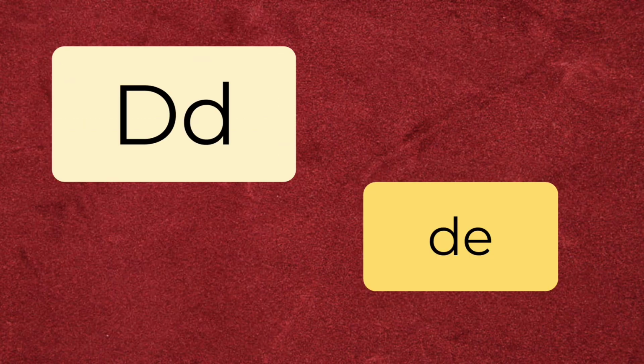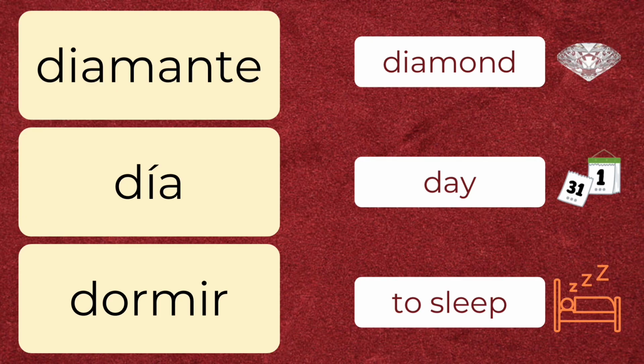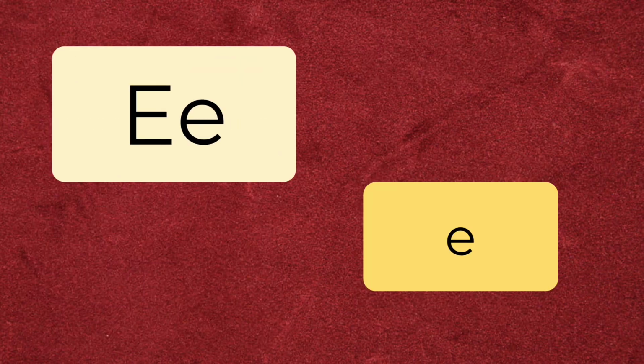Letter D is called de. Diamante, día, dormir. Letter E in Spanish is E, and it always sounds like E.